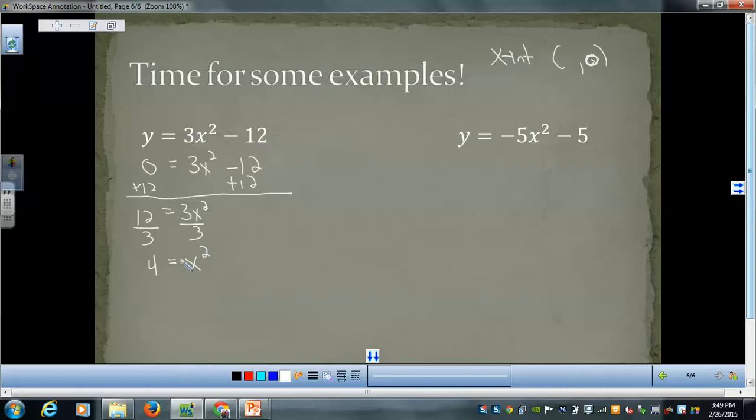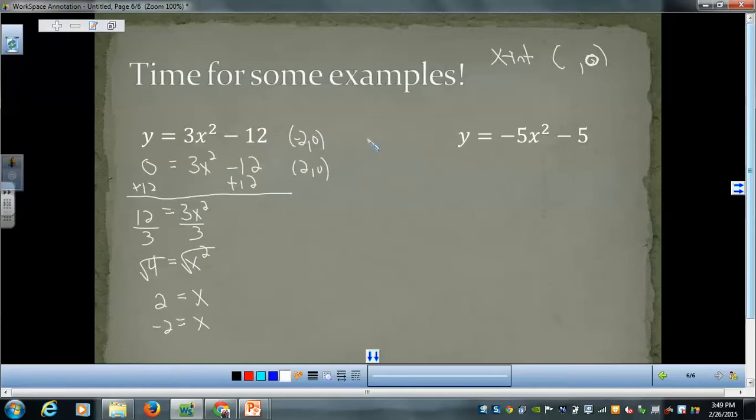And the final thing we're going to do here is take the square root to undo the square. Now the big key here is, remember, when we take a square root, there are 2 answers. We have 2 times 2 is 4, and we have negative 2 times negative 2 is 4. So there are 2 solutions, which imply we have 2 x-intercepts. We have (-2, 0) and (2, 0).